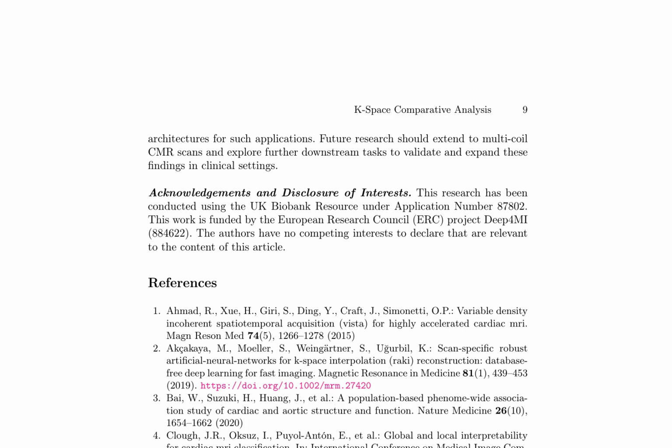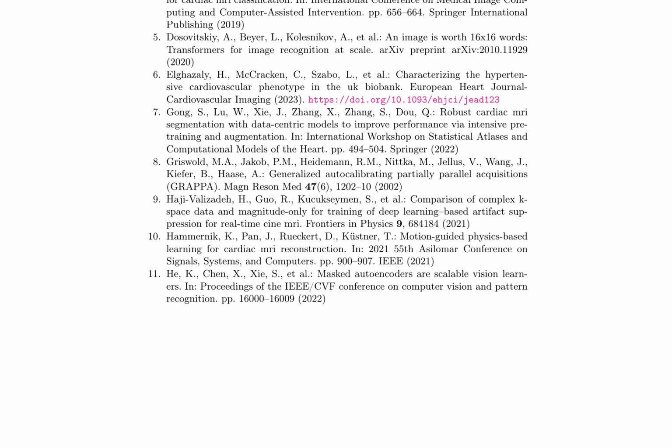clinical settings. The authors acknowledge the use of the UK Biobank resource under application number 87802 and funding from the European Research Council (ERC) project DEEP-4MI 884,622. They declare no competing interests relevant to the content of this article.